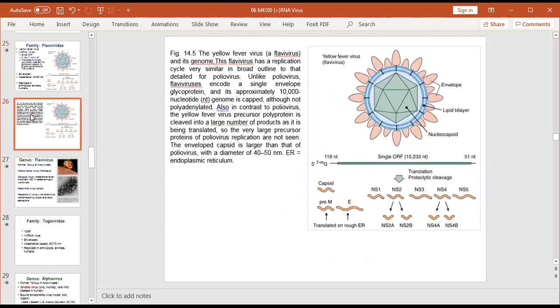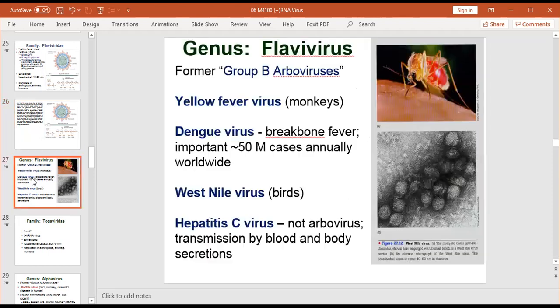Slide number 26 is a little bit more description of the yellow fever virus, which is part of the family Flaviviridae. Slide number 27, another genus within the family Flaviviridae, is the genus Flavivirus. In the past, they used to call it group B arboviruses.